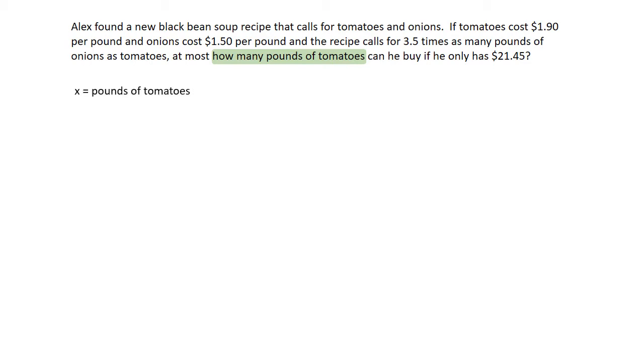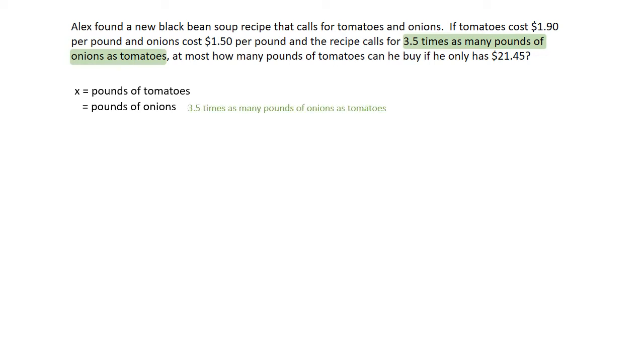So we're going to let x equal the pounds of tomatoes since that's what we would like to find. We'd like some form of x to represent the pounds of onions as well so that we only have one variable in our equation. So looking back at the problem, we're going to look at that 3.5 times as many pounds of onions as tomatoes.